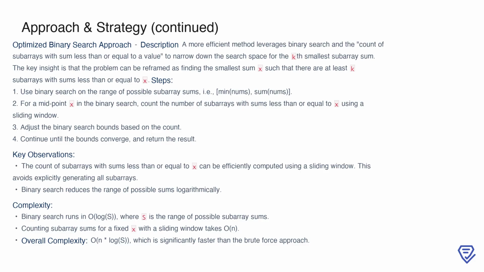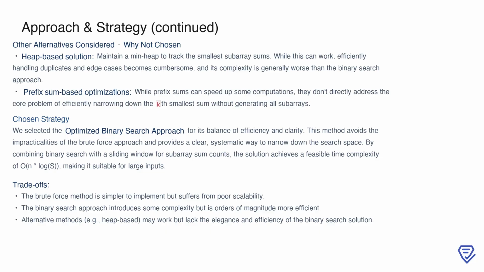on the desired value. This approach dramatically reduces the computational complexity, with binary search taking O(log S), where S is the range of possible sums, and the sliding window counting process running in O(N). As a result, the overall complexity is O(N * log S), which is far more efficient than the brute force method. Several alternative methods were also considered, but they were ultimately not chosen for this problem.